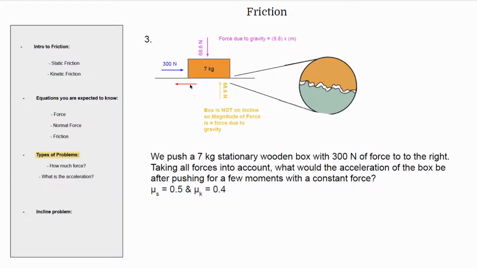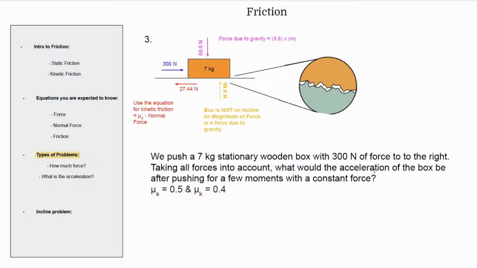What will change, however, is the force of friction, because now we're looking at the force of friction after we've been pushing the box for a few moments already. So we're going to be using the kinetic friction. Therefore, instead of multiplying static friction by normal force, we're going to be multiplying kinetic friction by normal force. So 0.4 times 68.6 newtons, we get 27.44 newtons.